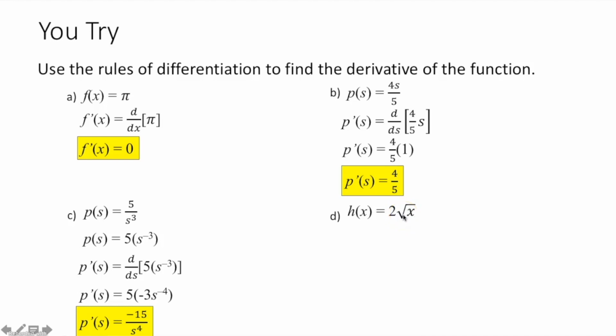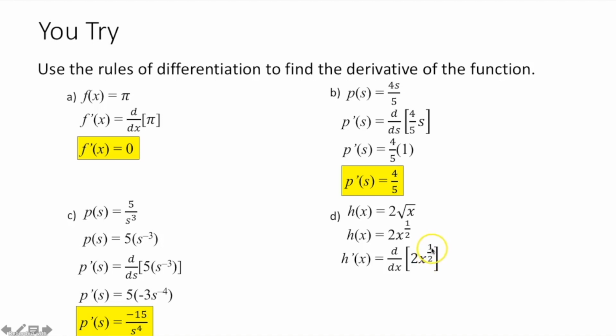Here, anytime you have a radical again and you want to take the derivative, you need to write it so that it's a rational exponent. The square root of x is the same as x to the 1/2 power. Now what I can do is take the derivative of this using the constant multiple rule. I don't have to multiply the 2 on until the very end. I'm just going to take the derivative of x to the 1/2 power.